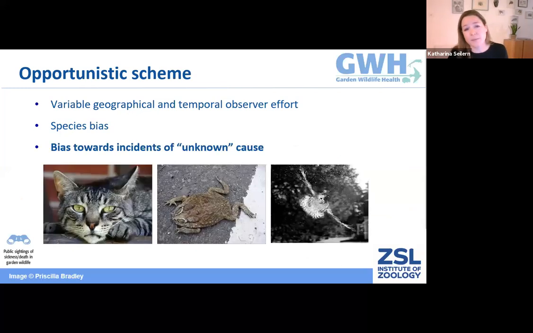Other types of bias could include incidents of unknown causes, as people are, of course, less likely to report a case where the cause of death seems obvious to them, for example, cat predation or acute trauma like a window collision or a road traffic accident. However, we need to be aware that there remains the possibility of an underlying infectious or non-infectious condition that might have predisposed the animal to such a traumatic event in the first place. Therefore, even reports of such obvious causes can be very, very valuable.